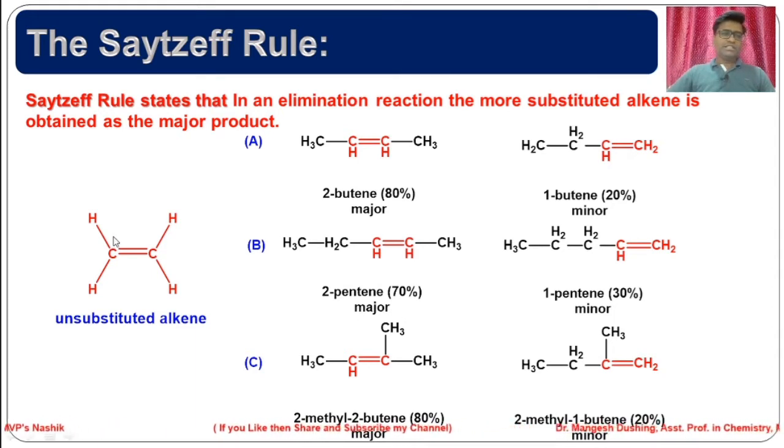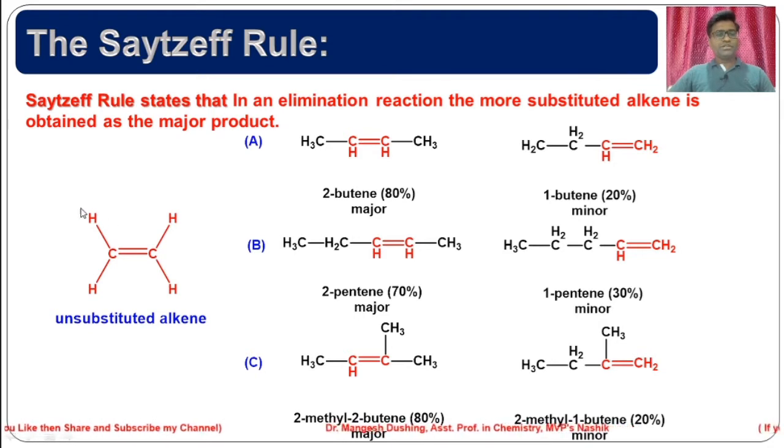For example, this is unsubstituted alkene. So, smallest alkene, that is ethylene. So, in that case there are 2 carbons and 4 hydrogens. So, this is called as unsubstituted alkene. So, unsubstituted alkene has 4 hydrogens. So, as the number of hydrogens substituted by the R group increases, it means that it becomes more substituted.